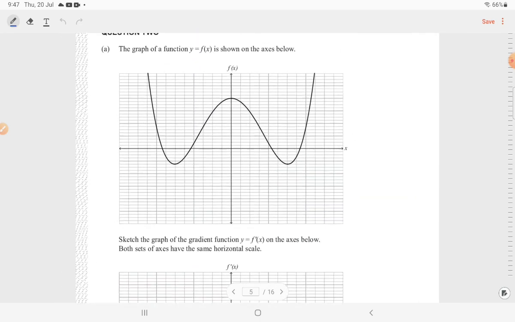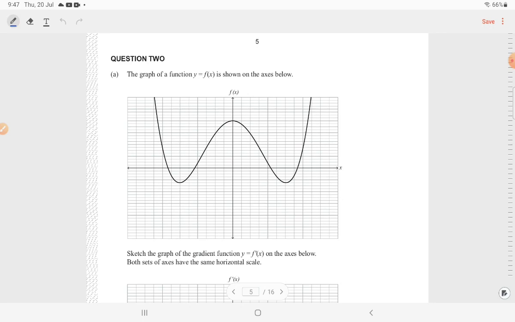Question 2. The graph of a function y equals f of x is shown below on the axes below.